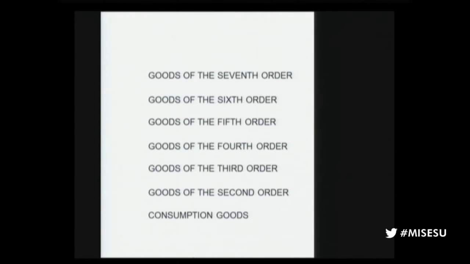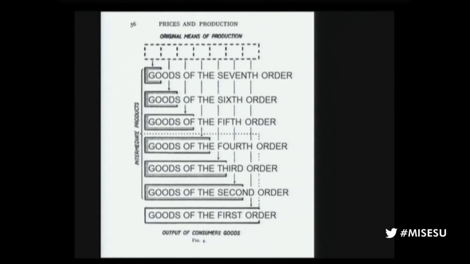Now, this is much more compatible with what Hayek did. In fact, you can see that. I can superimpose a page out of Prices and Production and show the goods of different orders that culminate in goods of the first order, which are consumption goods. And you have orders of goods going down the vertical axis as things are being produced. And you've got the output of consumer goods on the vertical side.